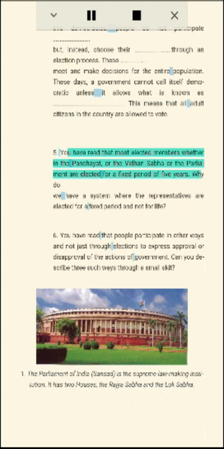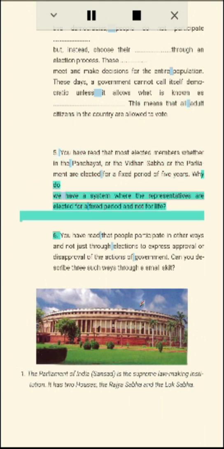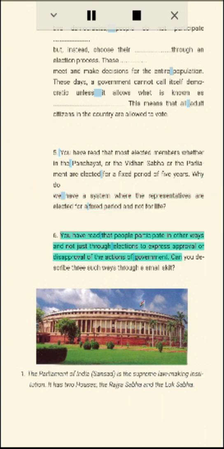Point 5. You have read that most elected members, whether in the Panchayat, or the Vidhan Sabha, or the Parliament, are elected for a fixed period of 5 years. Why do we have a system where the representatives are elected for a fixed period and not for life?